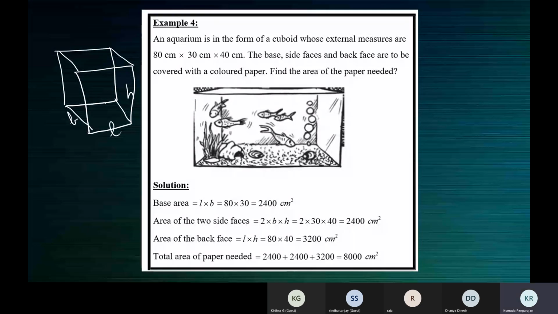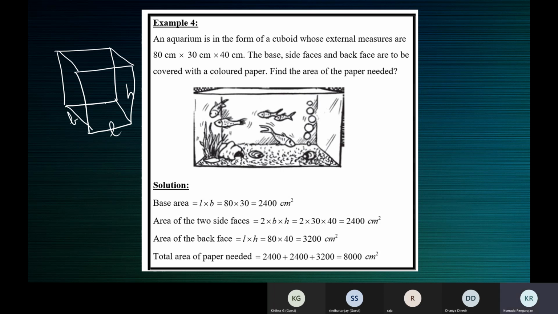The base, only the base, side faces. The base is only one face. Side faces are two faces, left and right side faces. Back face. So totally how many faces are covered with colored paper? Base is one face, side face is two, and back face is one face. So totally 4 faces. That means of the 6 faces, only 4 are covered with paper.